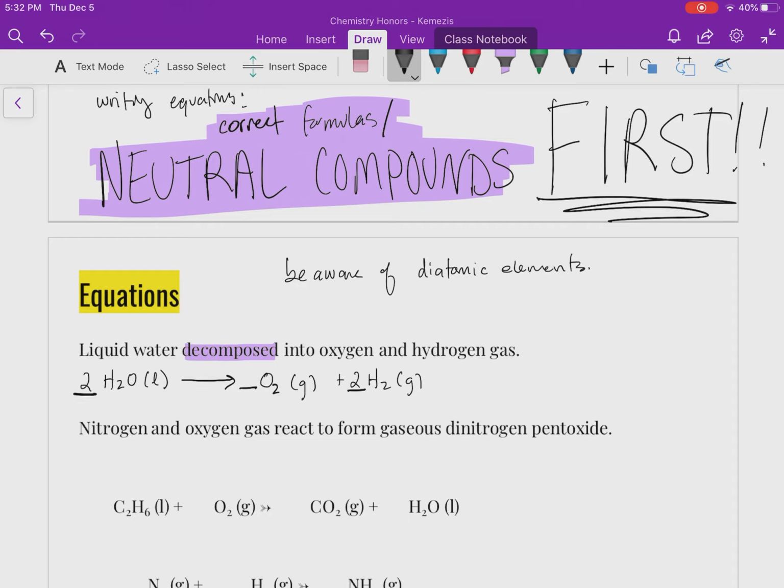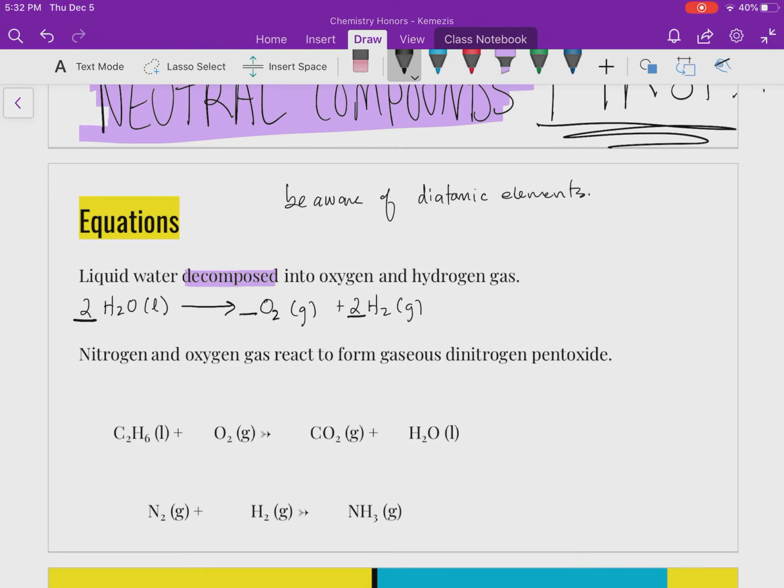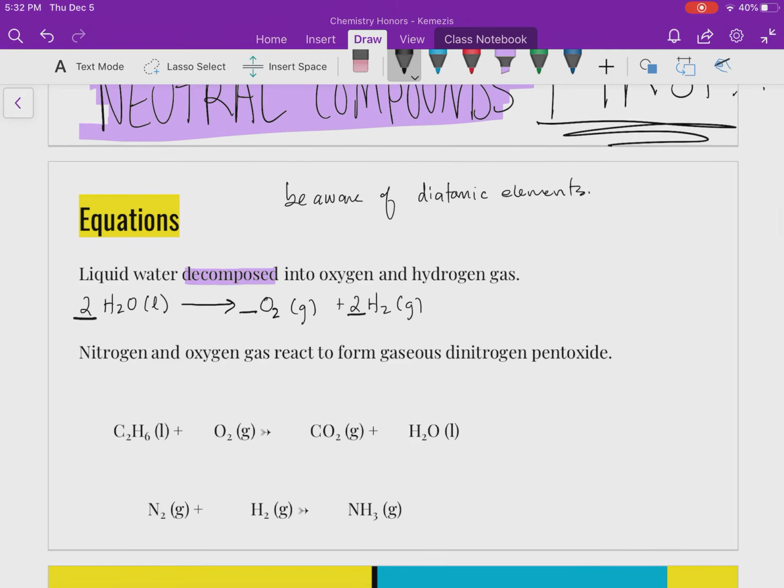Okay. In this example, there are no neutral compounds to worry about because we don't have any ionic compounds, but if we did, we'd have to worry about that. So now nitrogen and oxygen gas react to form gaseous dinitrogen pentoxide. So here, again, we have to be aware of our diatomic elements. They're going to show up quite a bit. And if you look at all the examples we have, they all have a diatomic element in them. So we have nitrogen plus oxygen gas react to form gaseous dinitrogen pentoxide.